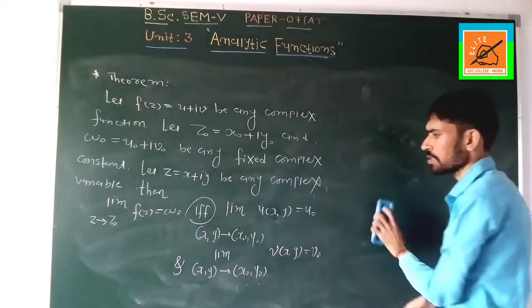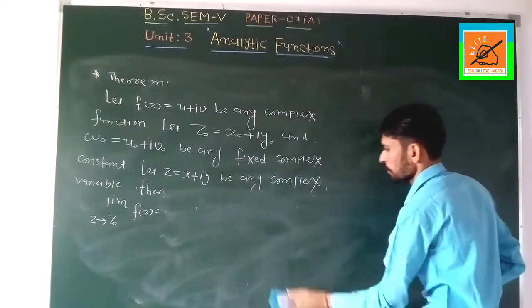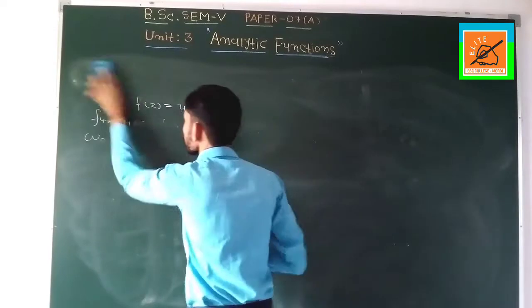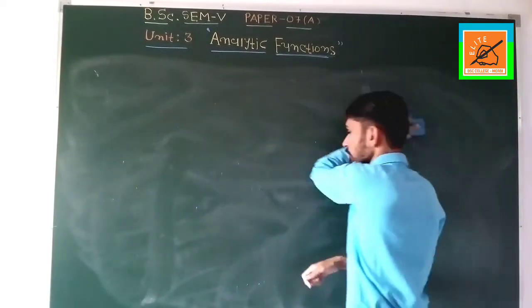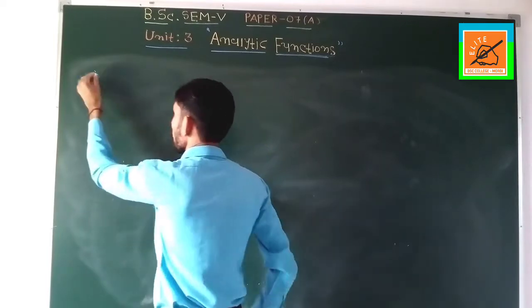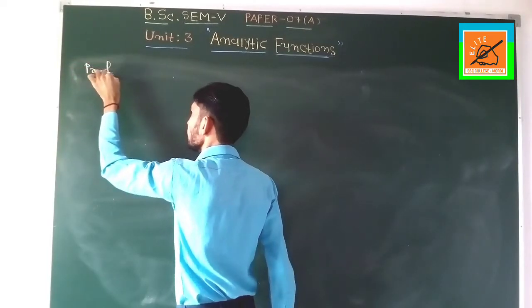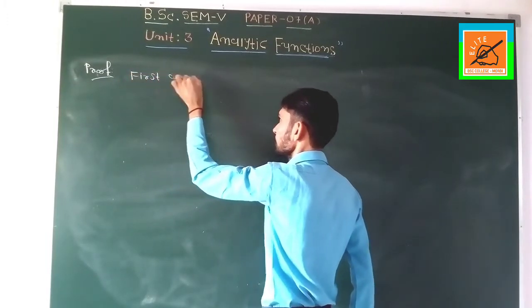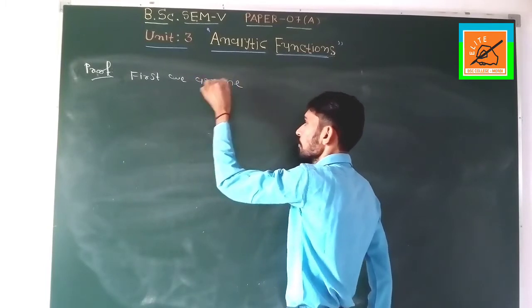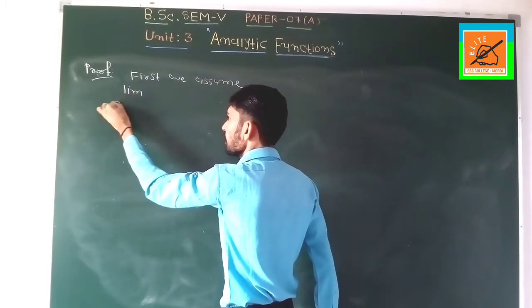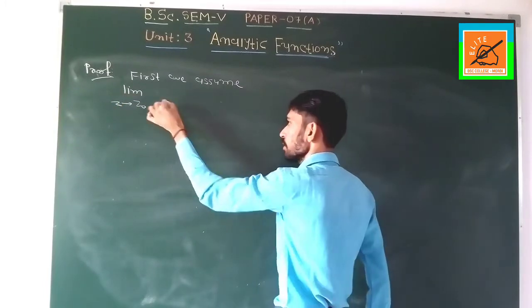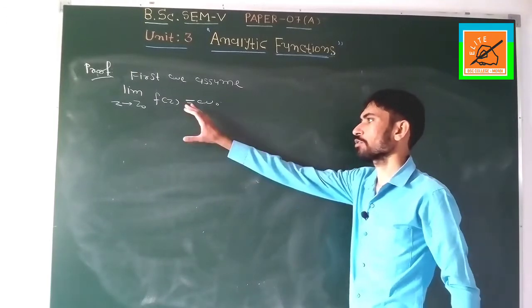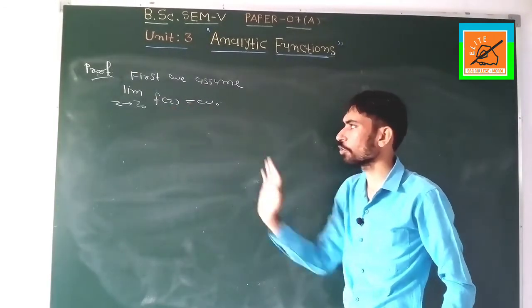So first of all I erase this statement because we want the space. So write down the proof. So first we assume limit z tends to z0 of f of z is equal to w0. Friends, we have first assumed limit z tends to z0 of f of z is equal to w0.